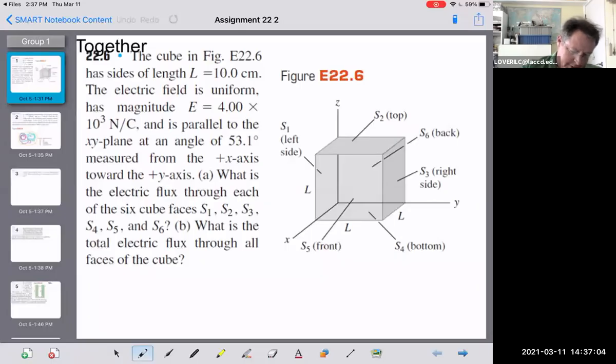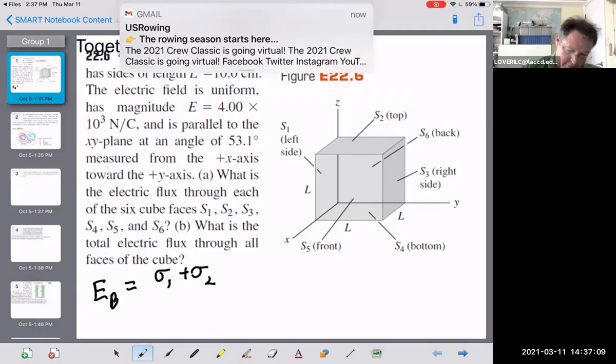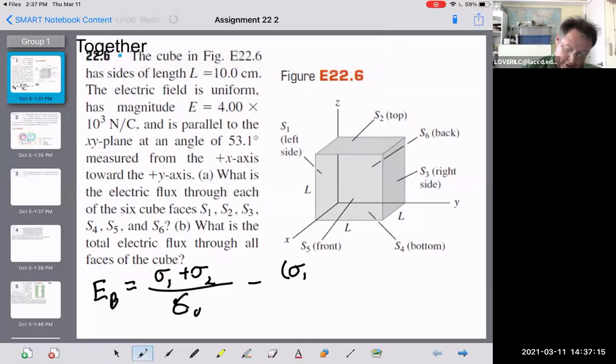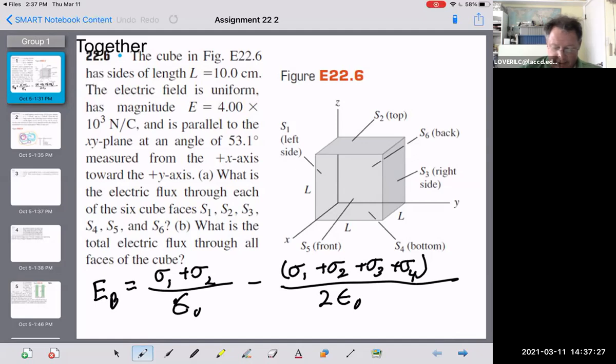Okay, so E at B is sigma 1 plus sigma 2 all over epsilon naught minus sigma 1 plus sigma 2 plus sigma 3 plus sigma 4 all over 2 epsilon naught. So the ones on the right are each half as much as the ones on the left. So sigma 1 over epsilon naught minus sigma 1 over 2 epsilon naught is just sigma 1 over 2 epsilon naught. Sigma 2 over epsilon naught minus sigma 2 over 2 epsilon naught is just sigma 2 over 2 epsilon naught. And then these ones here end up negative.